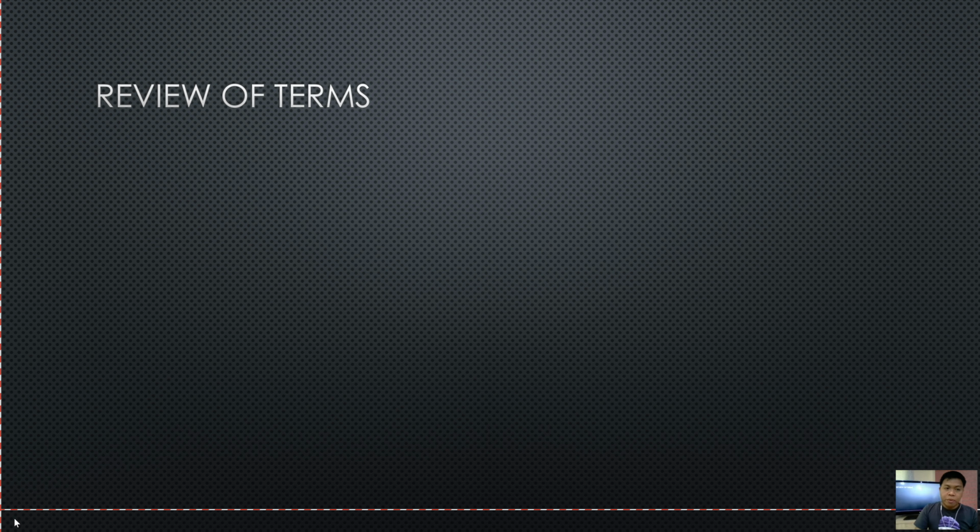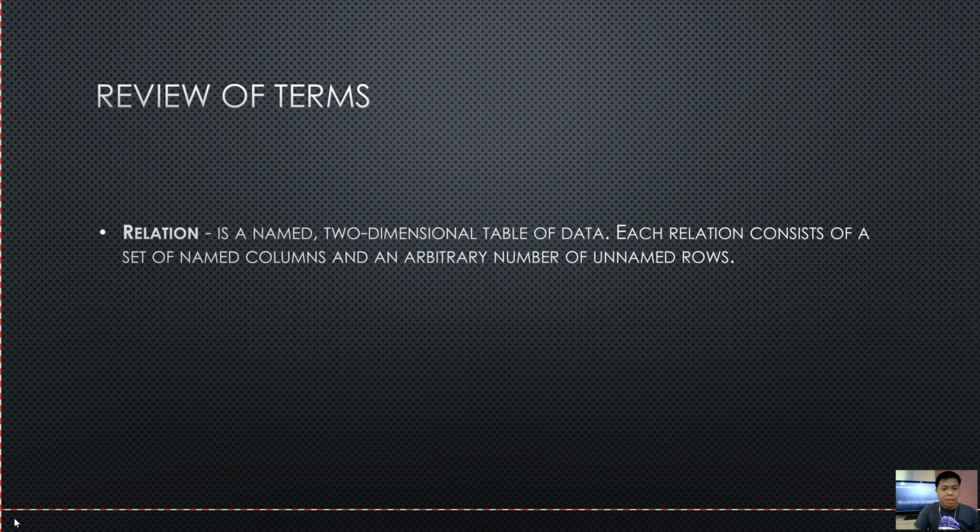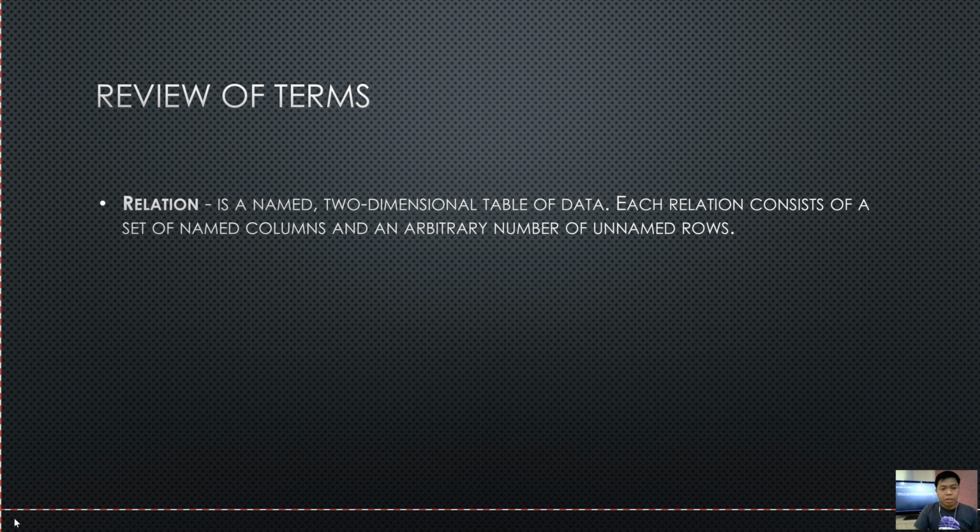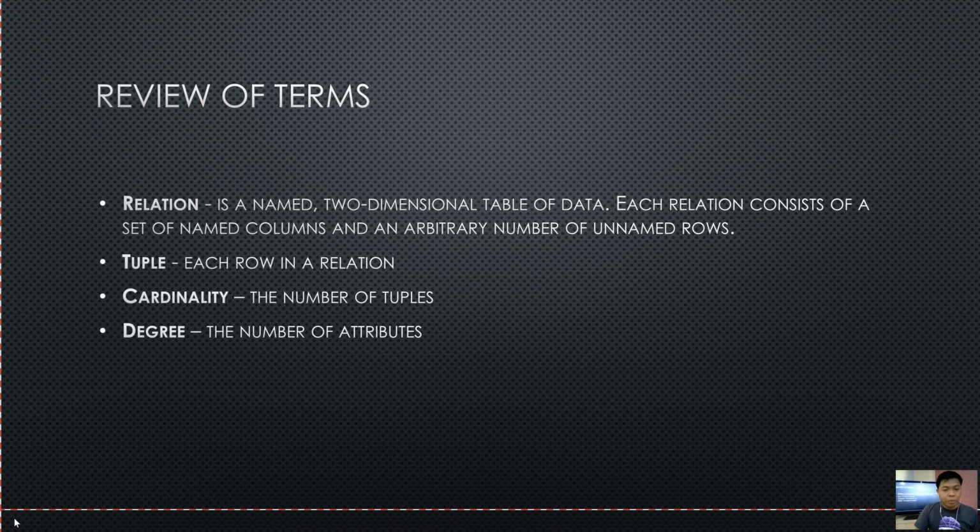Let's review all the terms that we have mentioned in this video. First, relation. A relation is a named two-dimensional table of data. Each relation consists of a set of named columns and an arbitrary number of unnamed rows. A tuple is each row in a relation, and the number of tuples is called the cardinality of the relation, while the degree is the number of attributes or the number of columns in a relational table.